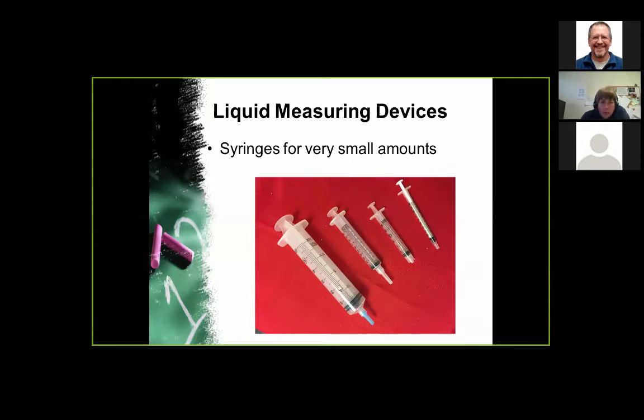These come in a variety of sizes. I think this one is a 60 milliliter, or cc's. Just remember that milliliter and cc are the same amount of volume. It's the same unit. This one is, I think, a 10 milliliter. We've got a 5 milliliter, and even syringes that will measure in portions of 1 milliliter. So syringes are really helpful in measuring small amounts of products.